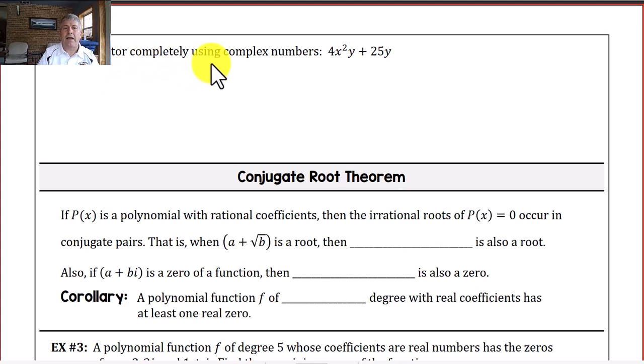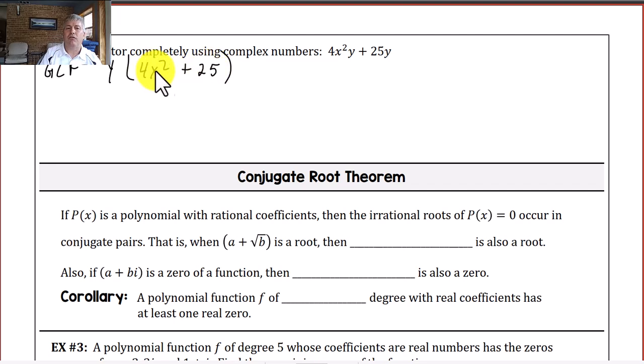Example 2 says factor completely using complex numbers. 4x squared y plus 25y. So again, I'm going to take out the GCF of y, leaving me with y times 4x squared plus 25. In our earlier studies, we would stop here because we'd think 4x squared plus 25 is no longer factorable. Well, we can't factor it with real numbers, but we can factor it with imaginary numbers.